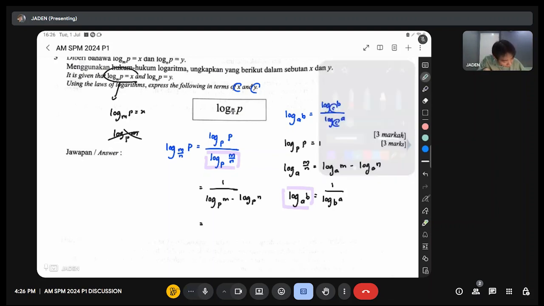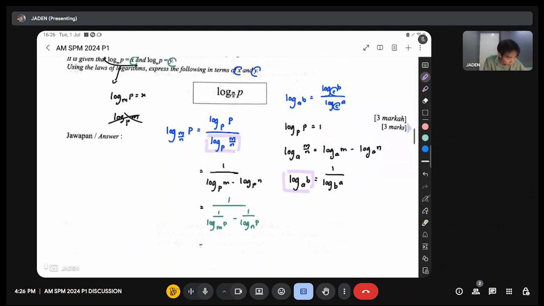Convert it to 1 over log MP minus 1 over log NP. There you go. See, now you can convert all those into x and y already. So over here, this is actually 1 over log NP is x, log NP is y. Now, the next thing is, some students might struggle with how to actually convert this into a final answer. That doesn't look like a final answer, right? So I'm going to take you step by step. Don't worry, you're going to get it.